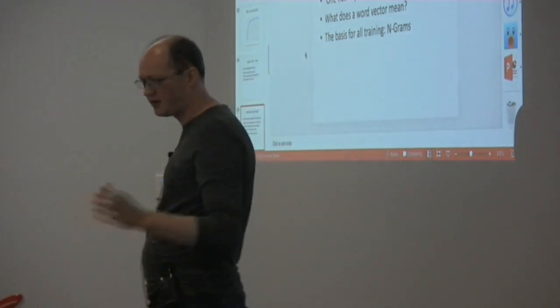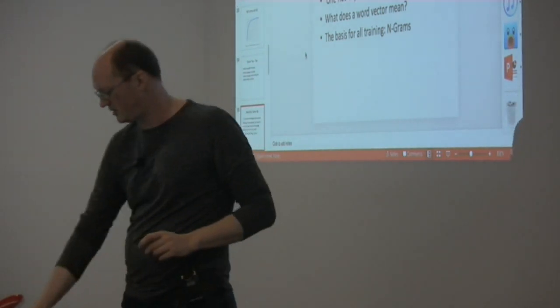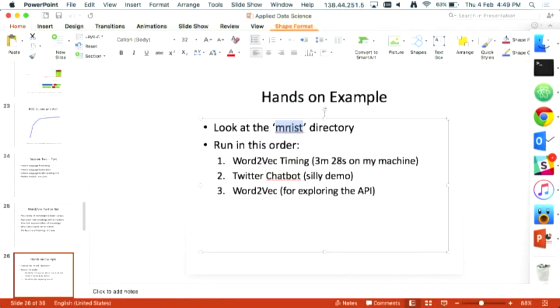So you have these things called n-grams, the sequences of words, and you try to predict the last word of the sequence based on the same kind of technology. This example is in the MNIST, it is not in the MNIST directory, it is in the word-to-vec directory. Apologies.